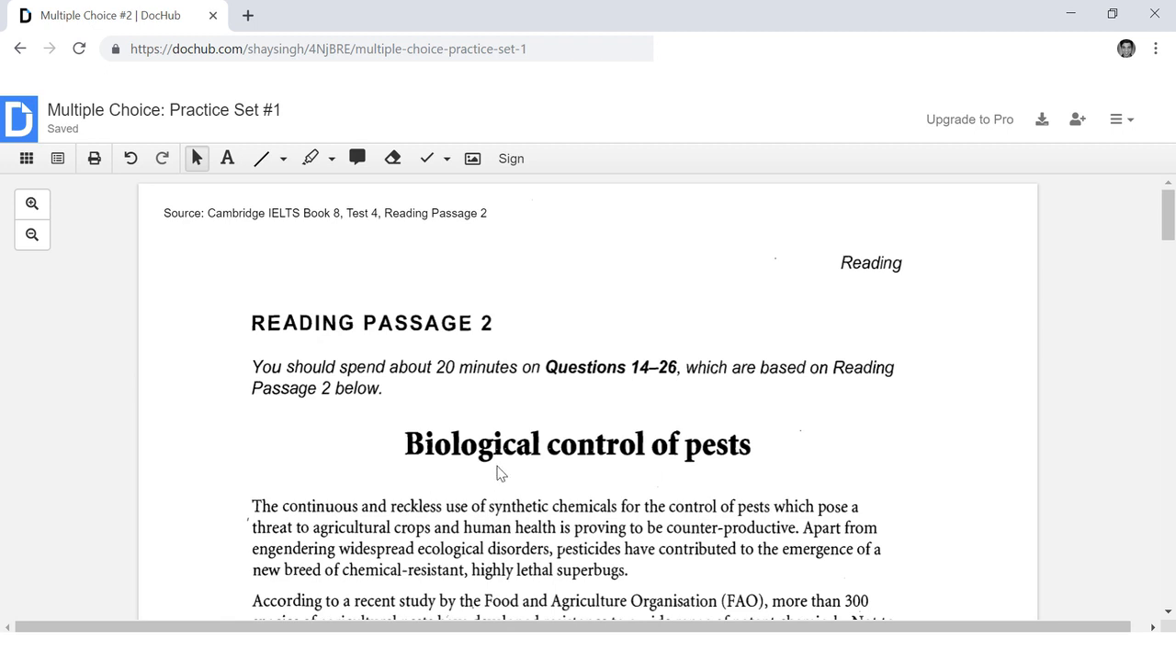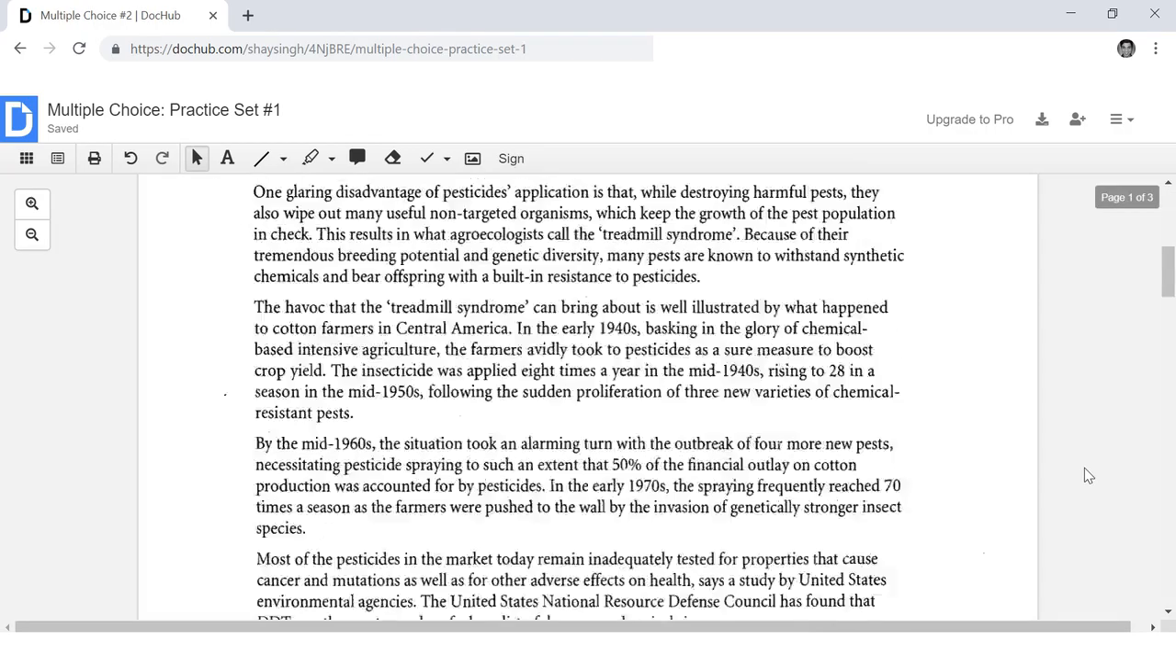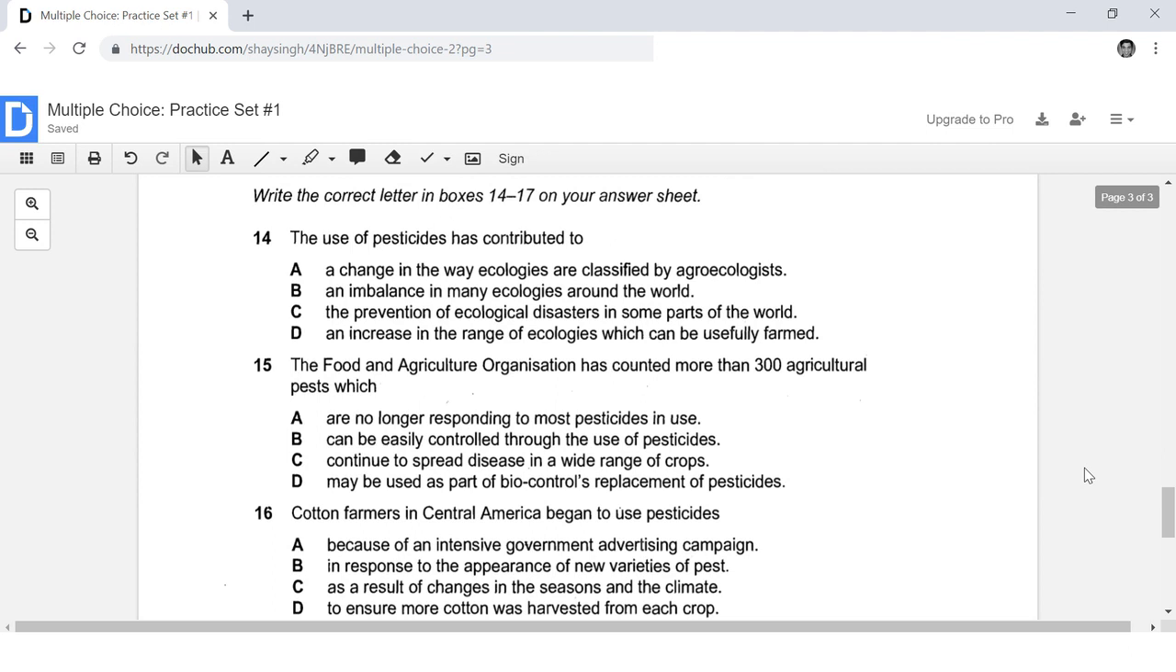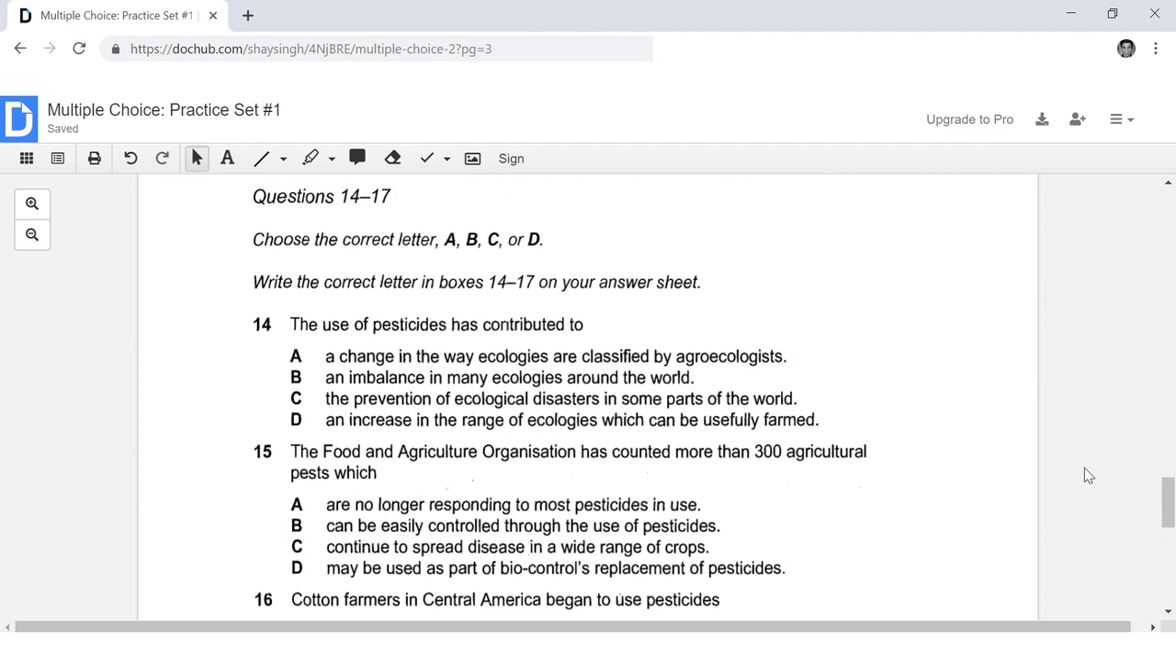So it says biological control of pests. So we're going to be talking about how to control pests, perhaps in relation to farming or something like that. So let's go down to our questions. So here are our questions, numbers 14 through 17. And in this multiple choice question, this is a standard multiple choice question. So there's only going to be one correct answer, A, B, C, or D.